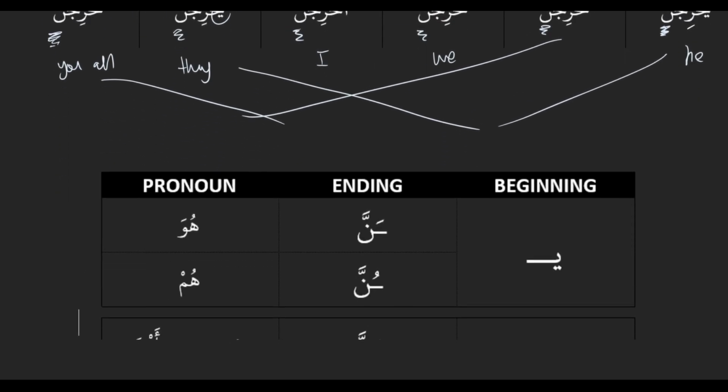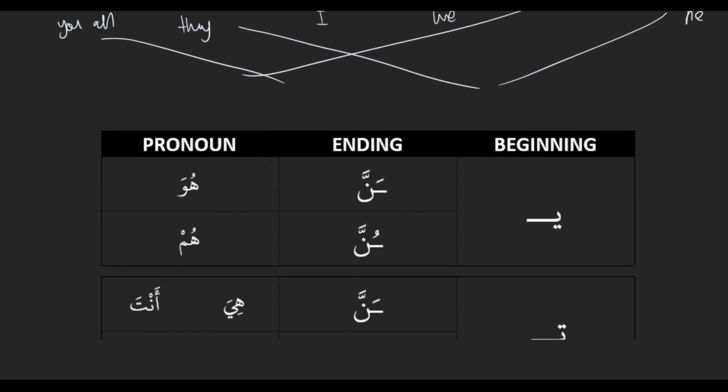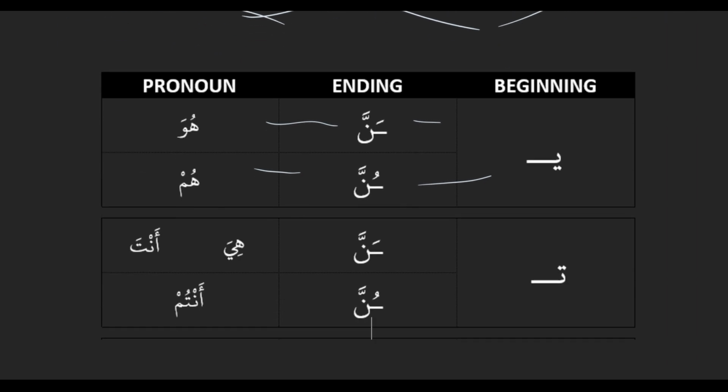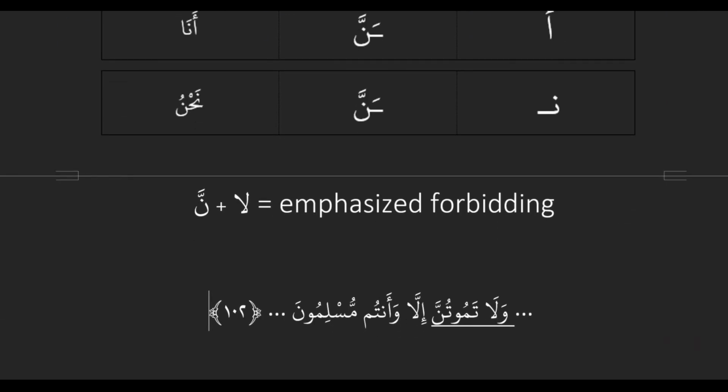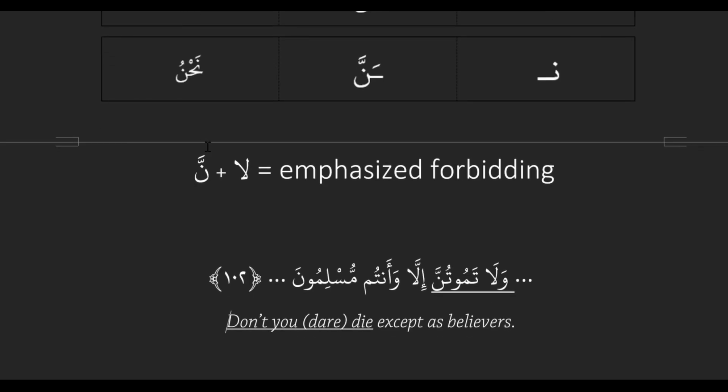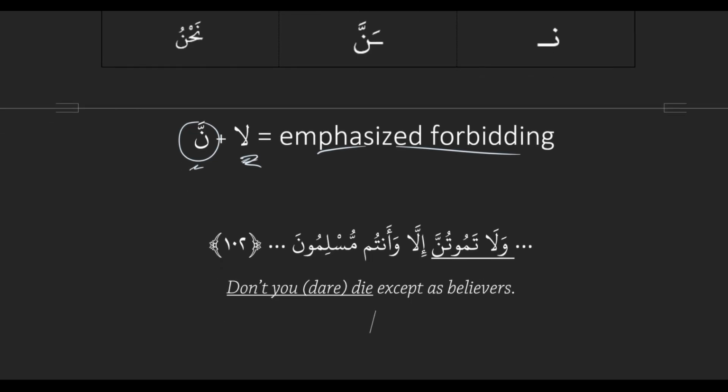Okay, so here's your modified chart. Ya plus una, ta plus una. It tells you what all the permutations are here with the changes. And then one more thing to go over. When we see the nun of emphasis preceded by la, that's emphasized forbidding. So nun of emphasis and la before it, that's a way of emphasizing forbidding.